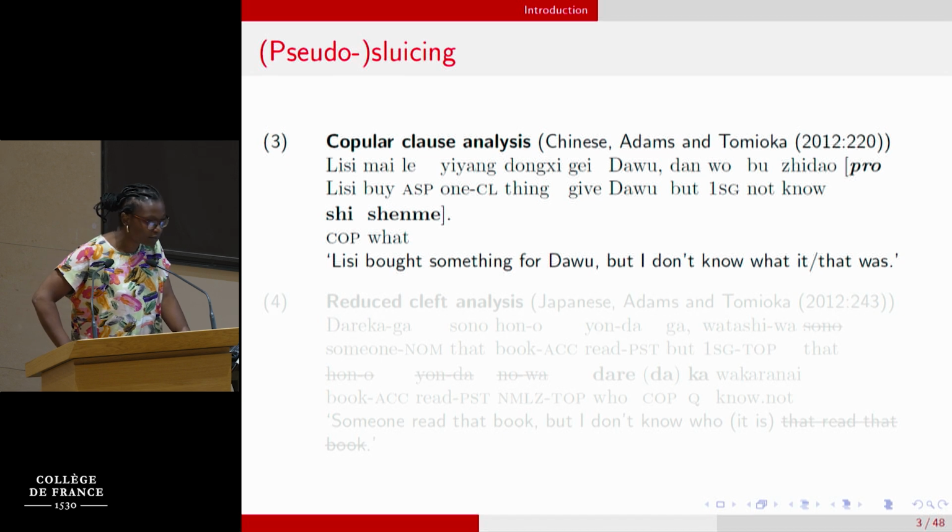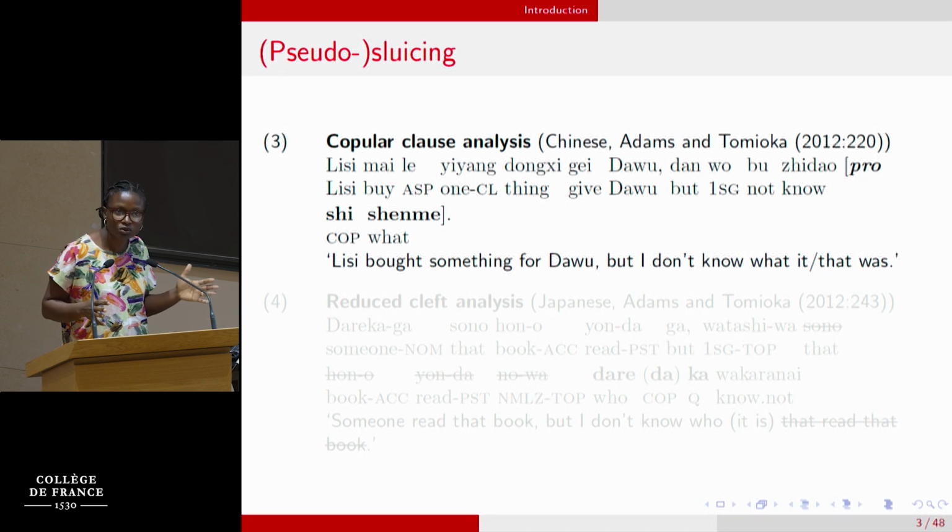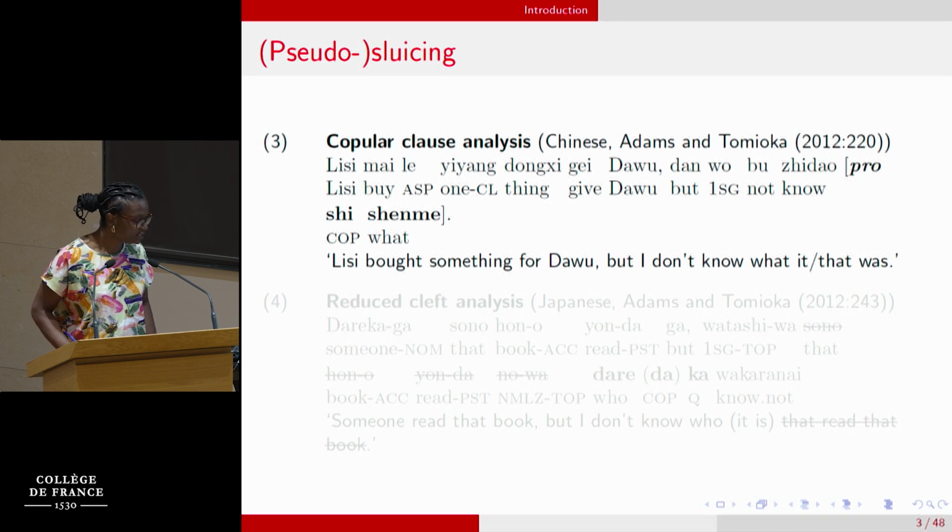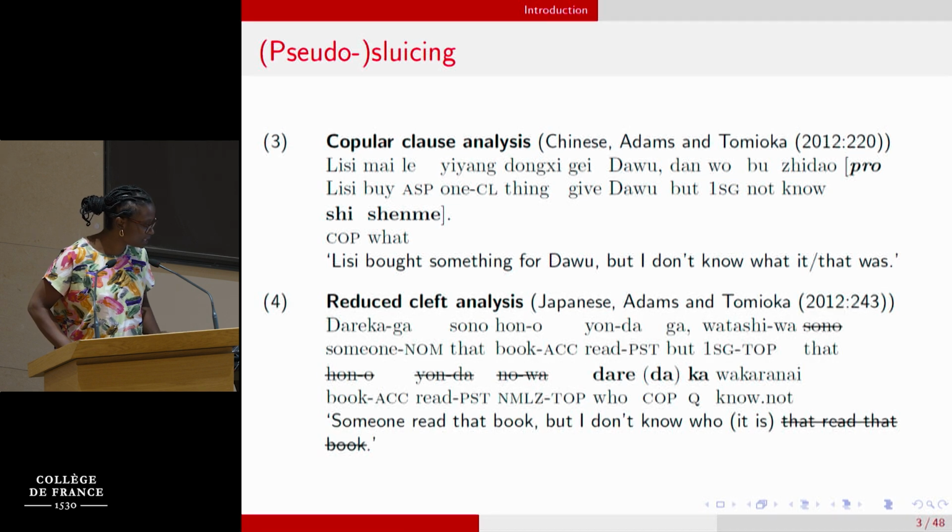And then there are also languages where what is left in the sluice site is not just a WH phrase, as in the what that we saw in English, but we still have some other elements. So for instance, in Chinese, in addition to the WH phrase, we get the copula shi, and a common analysis for that by Adams and Tomioka is that they have a copula clause in the sluice site. So they assume that there is a null pronominal subject in the copula clause, followed by the copula and the WH question.